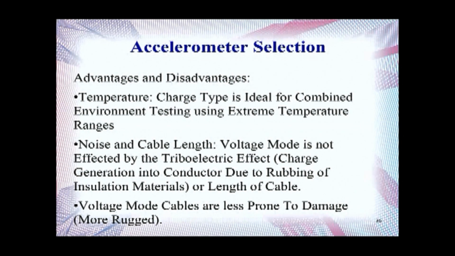The conductor can snap more easily in a charge type accelerometer, but a voltage mode usually has a more robust cable and is more ideal for production usage whenever possible. Once again, voltage mode cables are less prone to damage. They're more rugged.